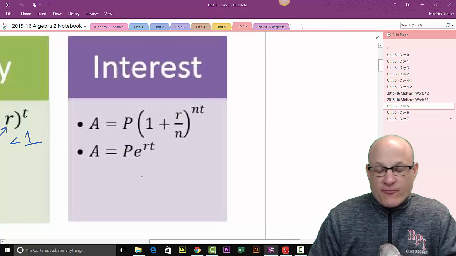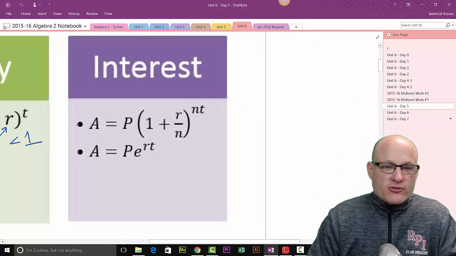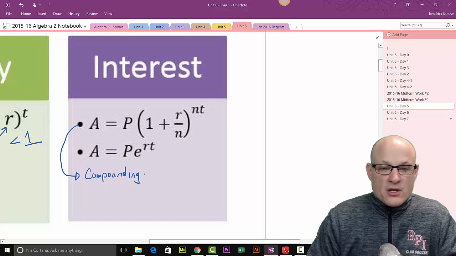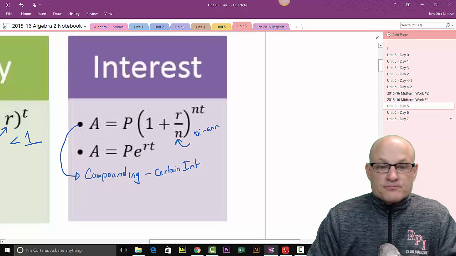So these are two different interest formulas. This first interest formula is a compounding interest formula, but at certain intervals. And those intervals are the n's. So in this case, n could be biannually. That'd be twice a year.